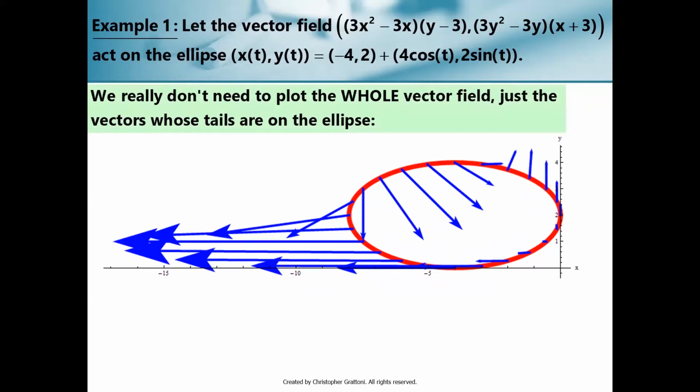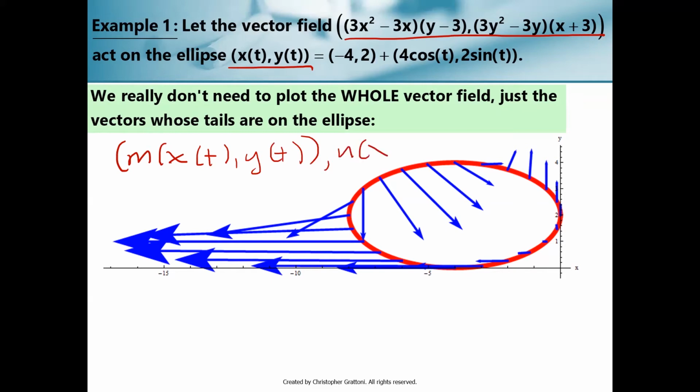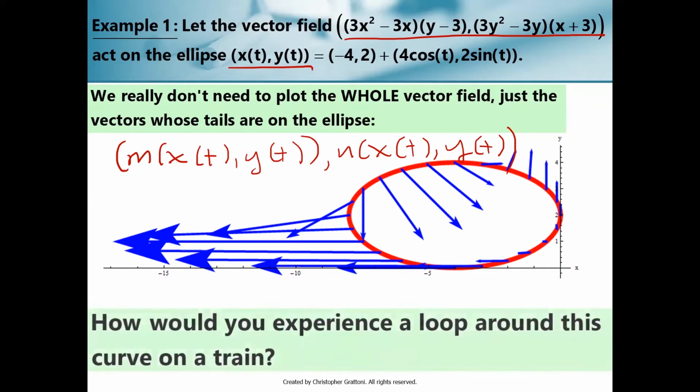And mathematically, the way we do that is we take our M of x,y and our N of x,y, and we plug in x of t, y of t. So we look at a plot of M of x(t), y(t), comma N of x(t), y(t). And that will limit our plot to just the field vectors whose tails are on our ellipse. And then we could start to ask ourselves, hey, what would we experience if we were on this train going in a loop around this elliptical track? How does this first mathematical object, our vector field, act upon our curve, our train track?